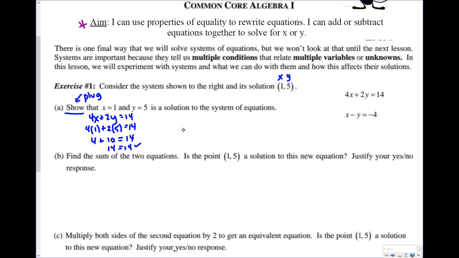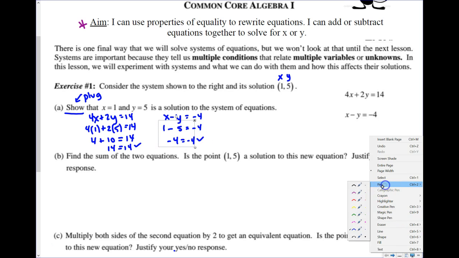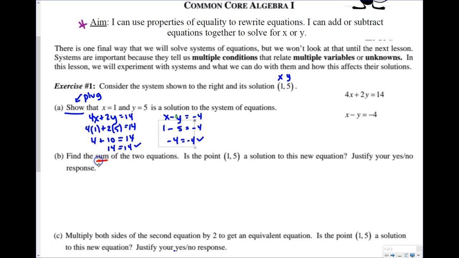Now let's show that it works for the second equation. The second equation is x minus y equals negative 4. x is 1 and y is 5, and 1 minus 5 is negative 4. So we've answered part A of showing that it is indeed a solution. Now part B says find the sum of the two equations. You can find the sum of equations the same way you find the sum of numbers. You add them. But instead of just adding the numbers together, we combine like terms and add the variables together. So we're going to find the sum of the two equations first.